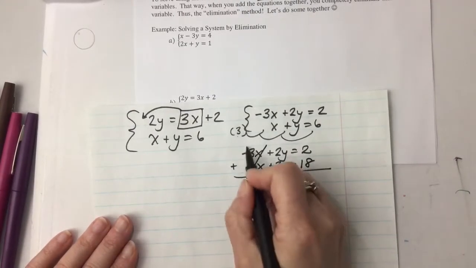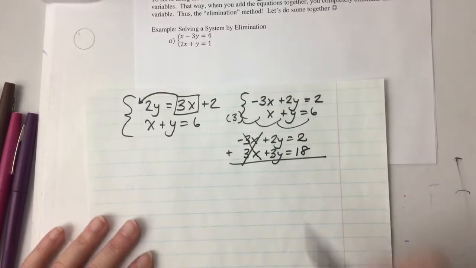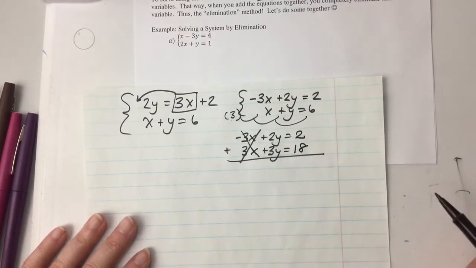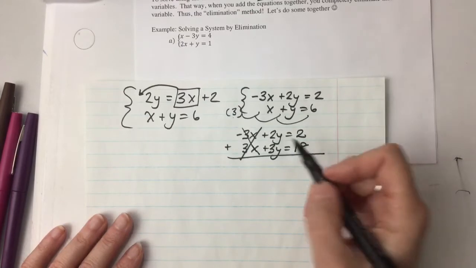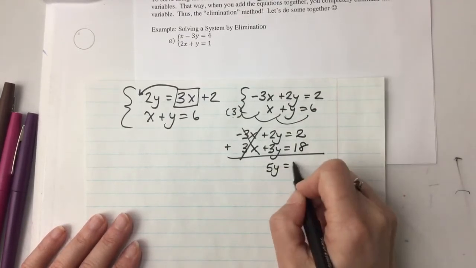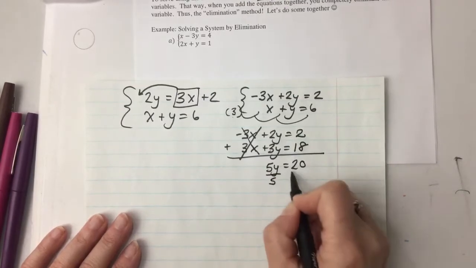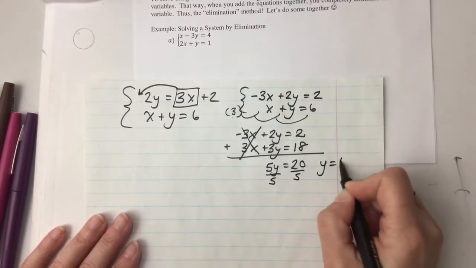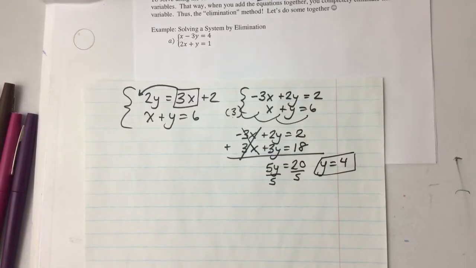When I add them together, check that out. The x's are eliminated, and that's why it's called the elimination method. 2y plus 3y is 5y. 2 plus 18 is 20. Go ahead and divide both sides by 5. 20 divided by 5 is 4. So I do have one solution.